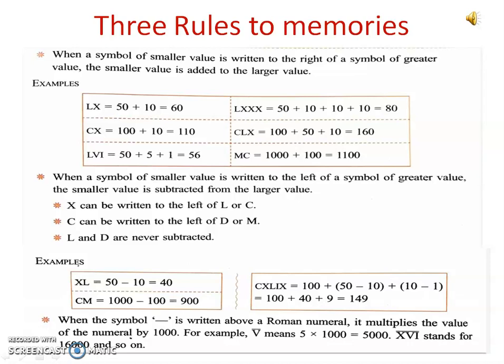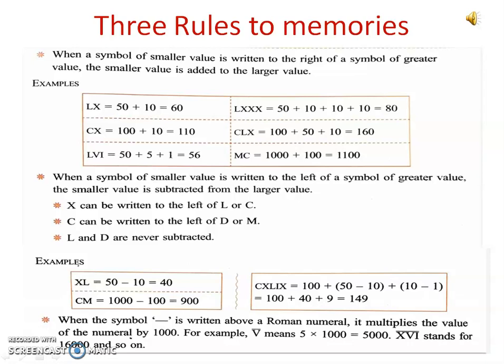Here are 3 rules in Roman numerals that you have to memorize. So listen carefully. The first rule is, when a symbol of smaller value is written to the right of a symbol of greater value, the smaller value is added to the larger value. What is the condition here? If the symbol of smaller value is written to the right of a symbol of greater value, the smaller value is added to the larger value.